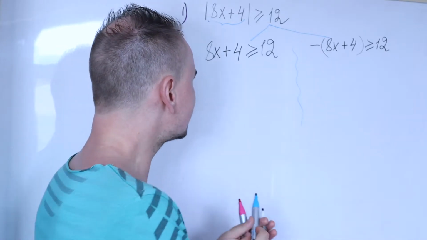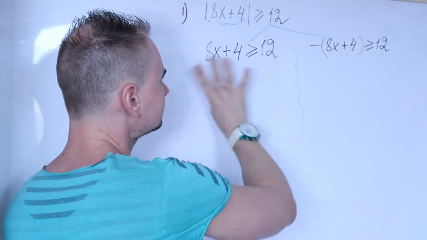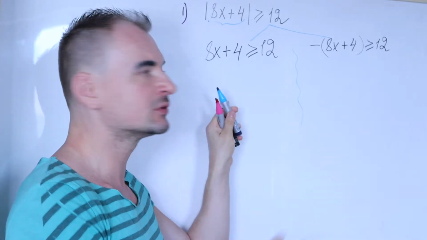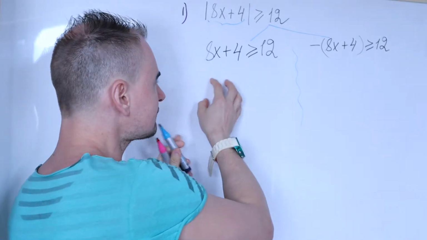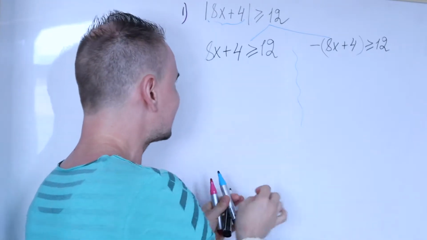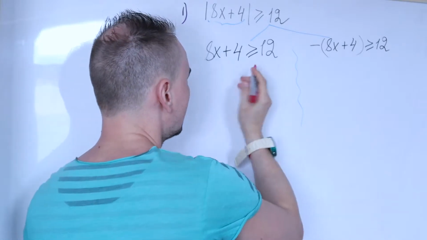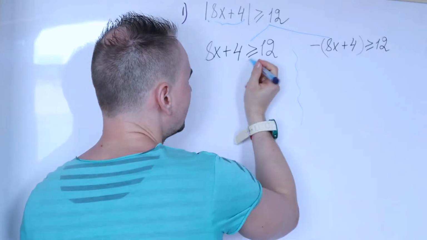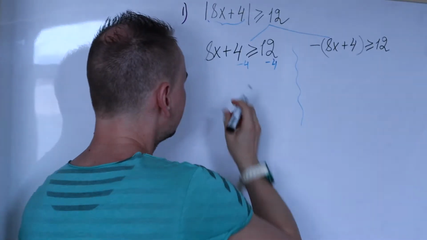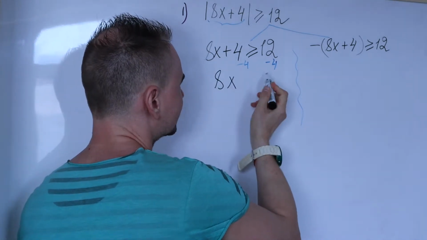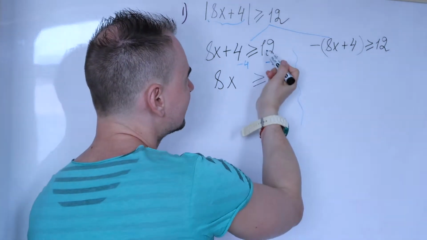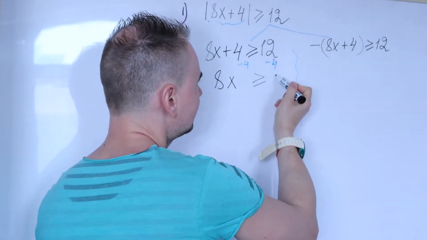So for the first one, typically you want to move all your constants to the right side, and typically you want to leave your x on the left side. So let's move 4 to the right side by subtracting 4 from both sides of your inequality. So minus 4 minus 4. And then in the next line, it becomes 8x greater than or equal to, you keep the sign, you don't want to change it, since 12 minus 4 leaves you just 8.